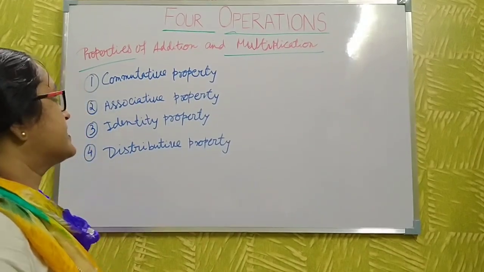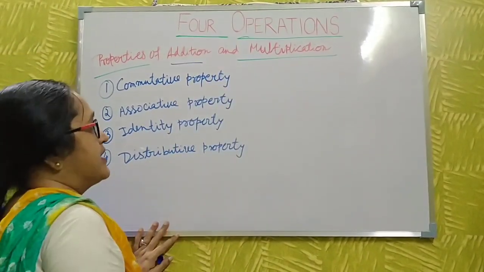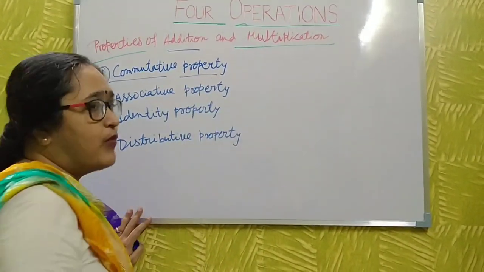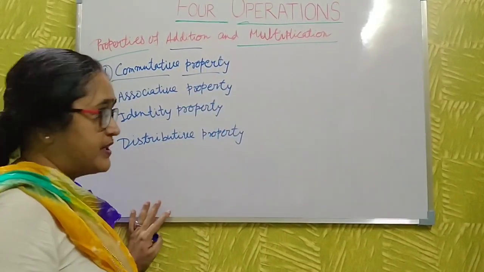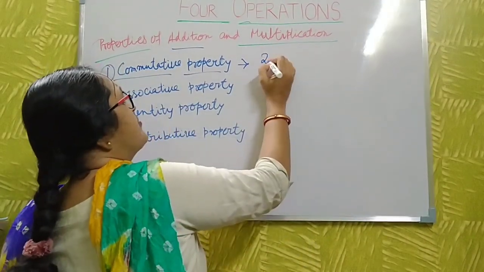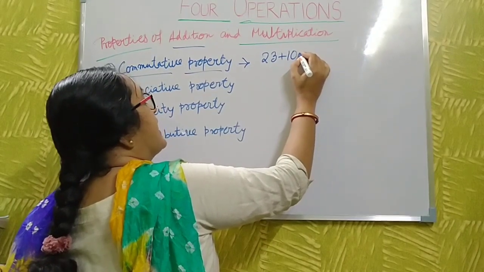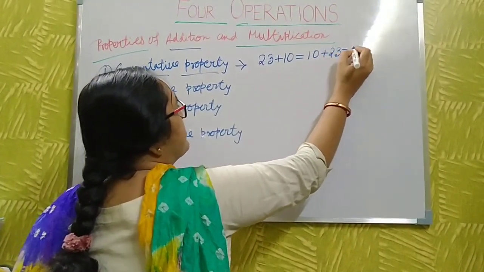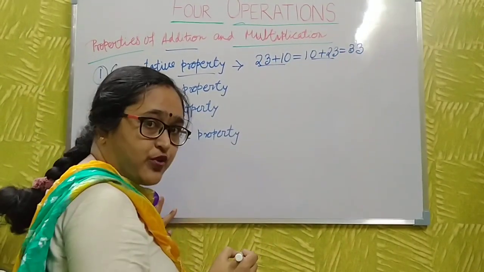Now I discuss some properties of addition and multiplication. The first property is the commutative property. What is the commutative property under addition and multiplication? Look at this. Under addition, the commutative property is: if you add 23 plus 10, and if you add 10 plus 23, the result becomes the same, na? Yes. This is called the commutative property.